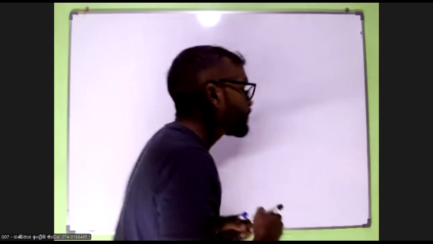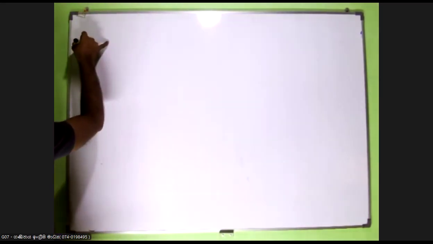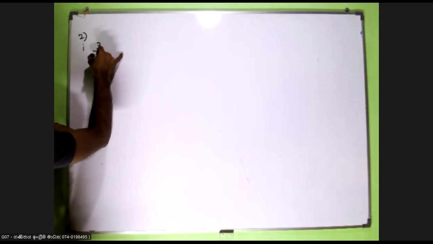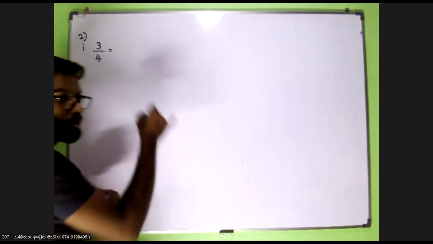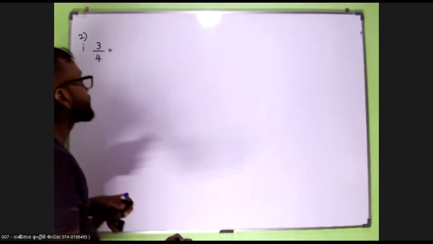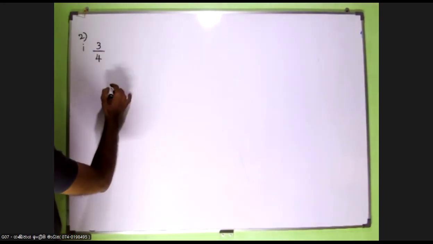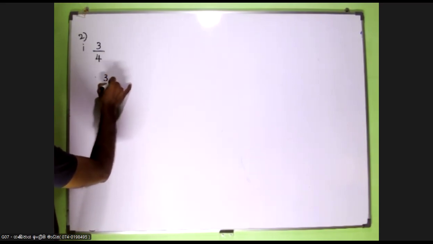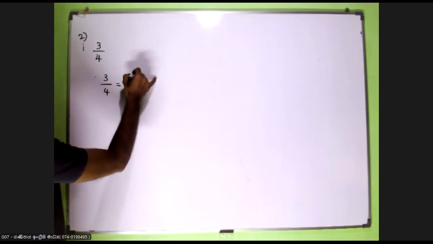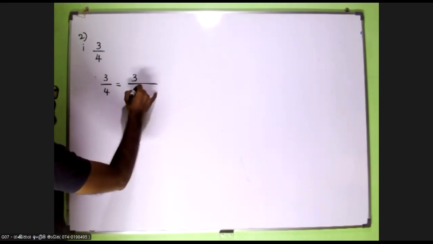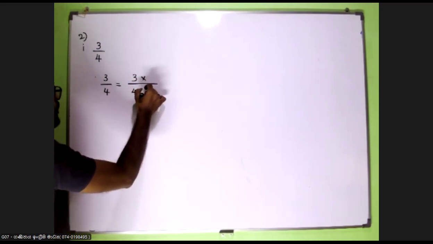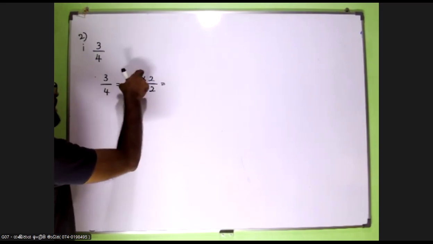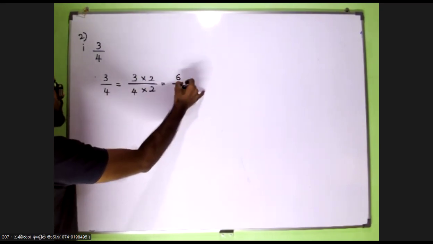But here, 3 upon 4. Second question, first one, 3 upon 4. You have to write two equivalent fractions for this one. So I will take the first one as 3 upon 4 equals, I am going to multiply both the numerator and the denominator by 2. That is the easiest way. 3 times 2 is 6.